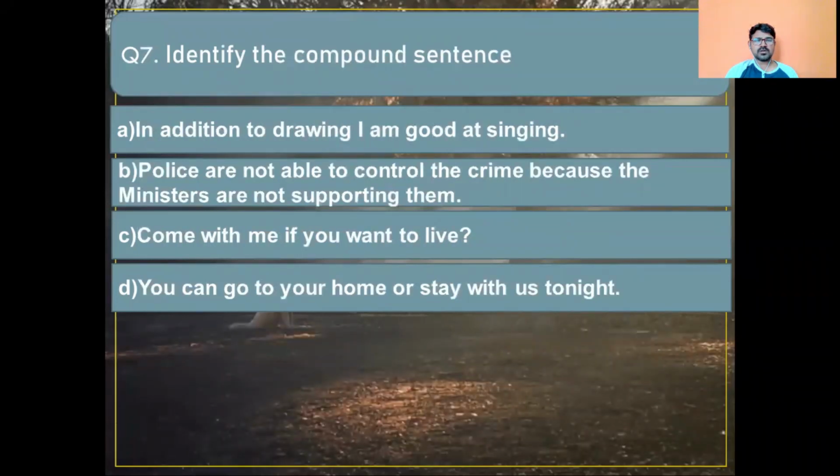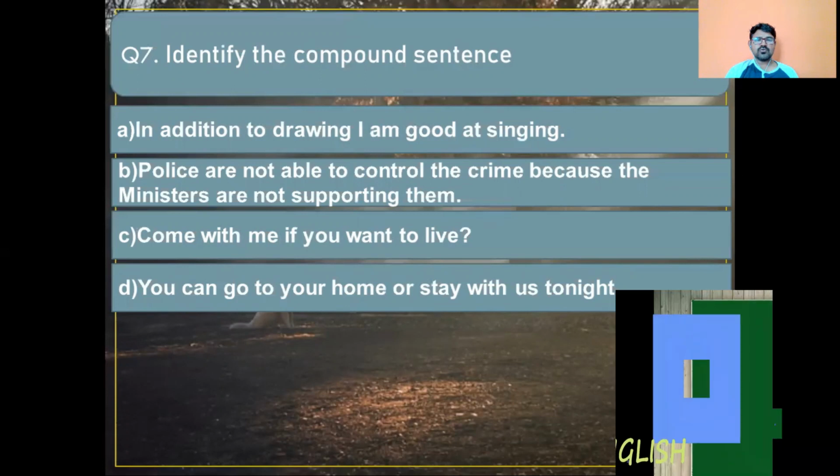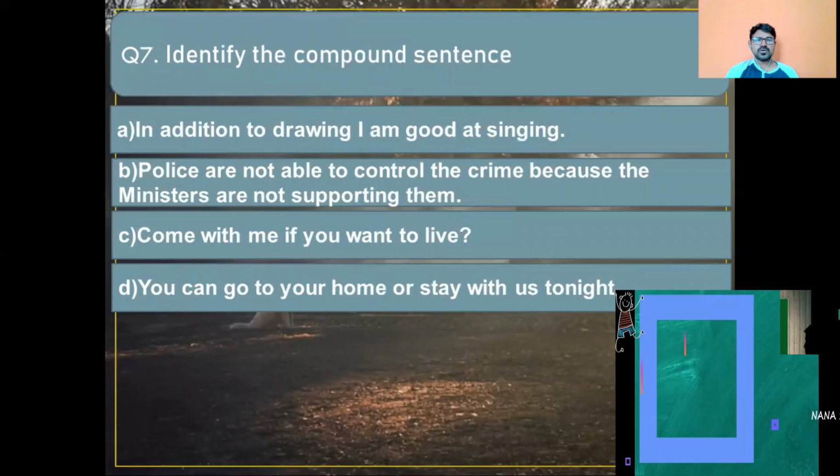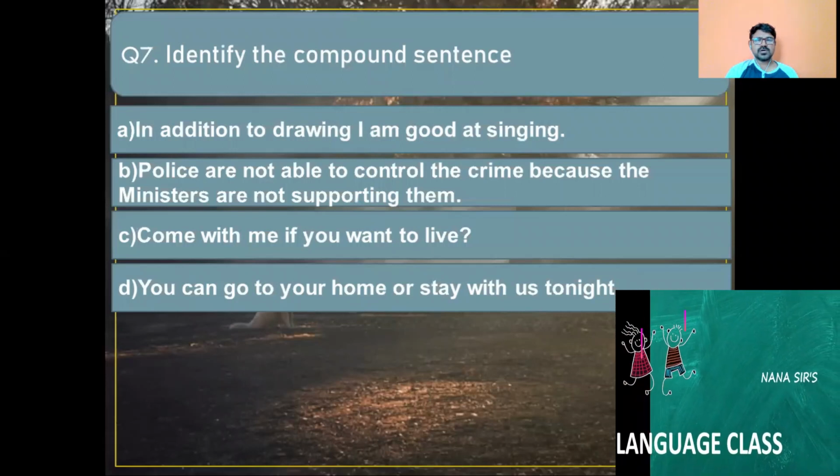Question number 7. Identify the compound sentence. Option A. In addition to drawing, I am good at singing. Option B. Police are not able to control the crime because the ministers are not supporting them. Option C. Come with me if you want to live. Option D. You can go to your home or stay with us tonight. Dear students, please identify the compound sentence now.